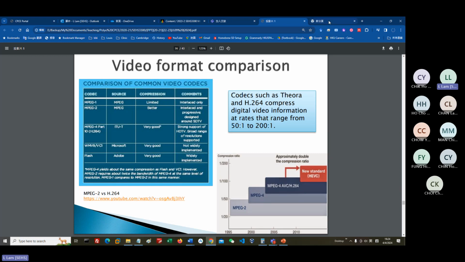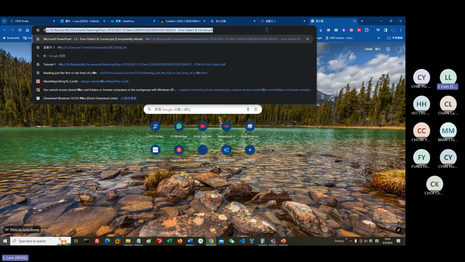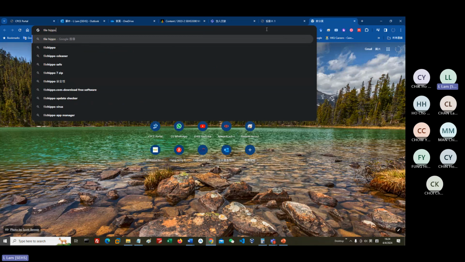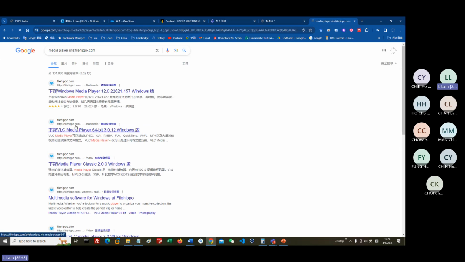And maybe let's take a look at a website that allows us to download a media player. So we have filehippo.com. This website collects many of the shareware, freeware, or some other licensed software that you can download. Let me see if we can find some kind of video player that we can download. And I don't know whether you are using VLC media player.